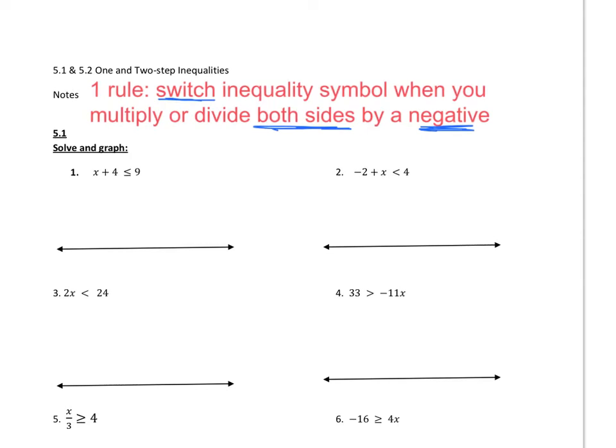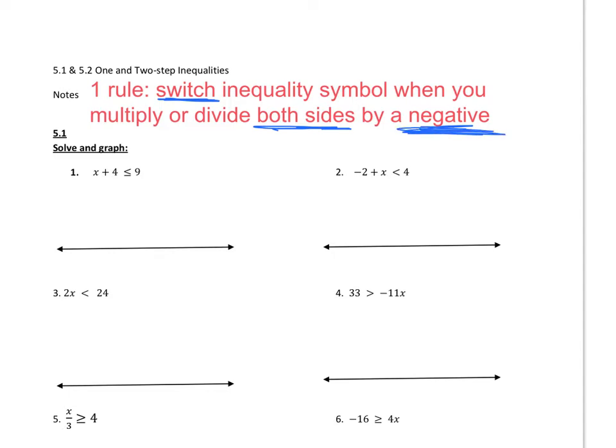Alright guys, in this video we're going to jump to chapter 5 and we're going to solve simple 1 and 2 step inequalities, and you're going to see it's pretty much the same exact steps as solving an equation. The only thing that's different is now instead of having an equal sign we're having an inequality. There's only one rule. You can take this down. This is the only difference, that you have to switch the inequality symbol when you multiply or divide both sides by a negative, and we're going to see that happen.